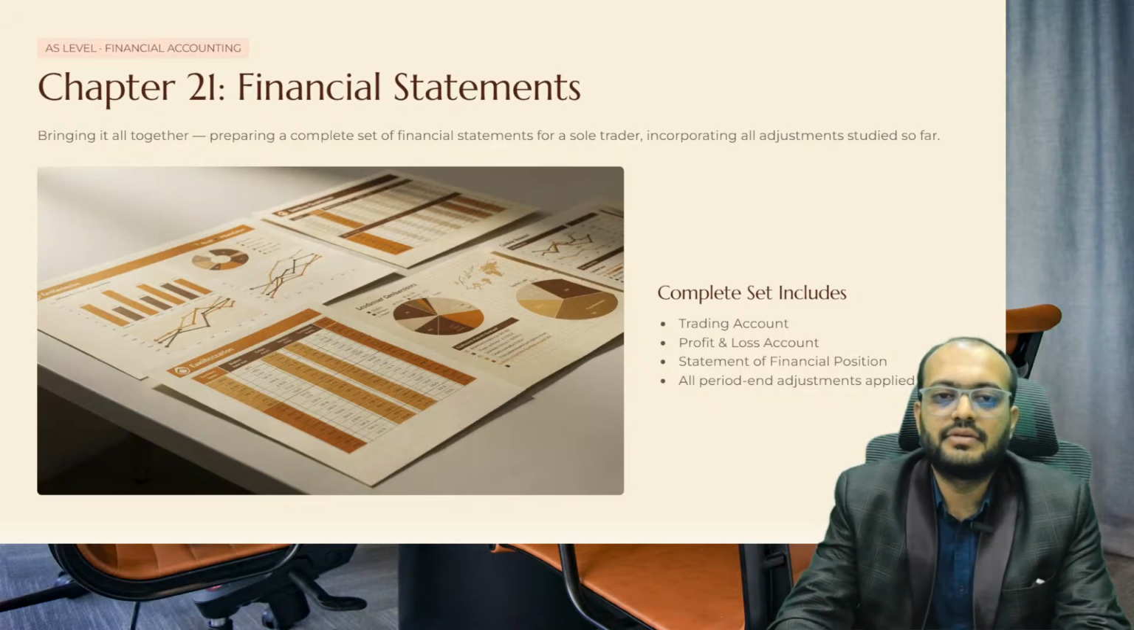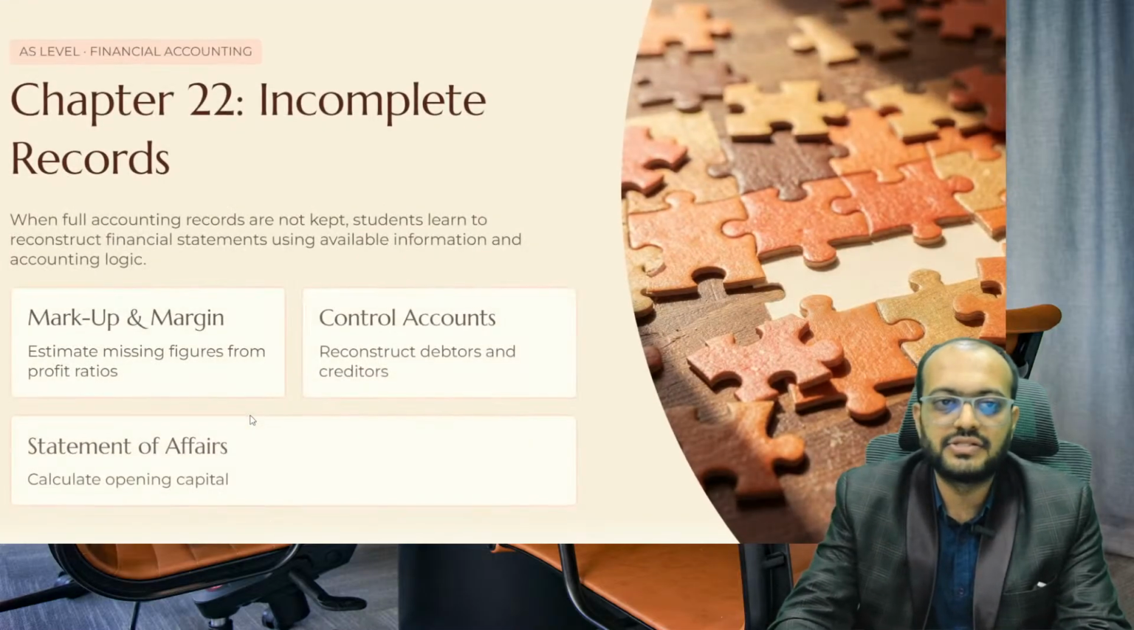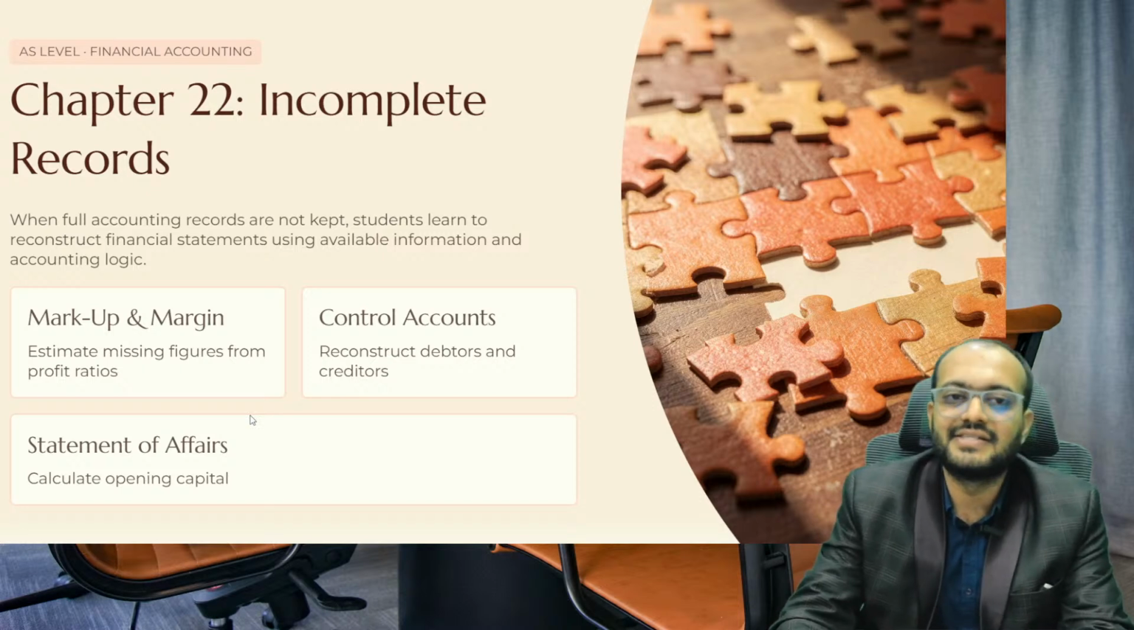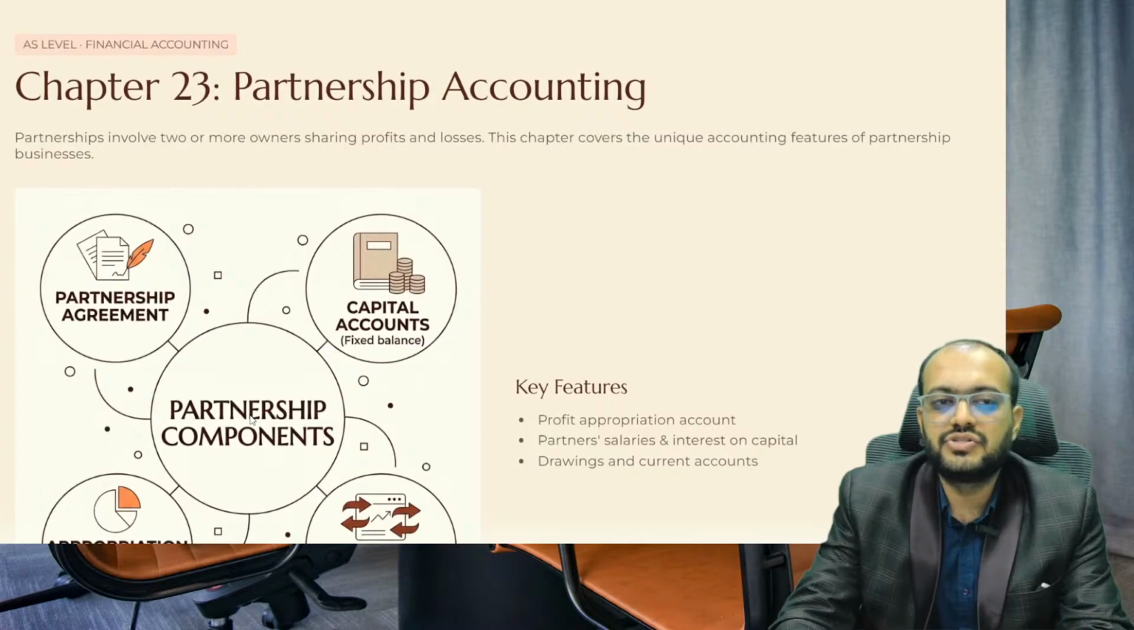Next, chapter number 22 of financial accounting is incomplete records. Suppose a business, usually a small-sized business, is not following the double entry system. If they are using the single entry system, then it is known as incomplete records, where two aspects of the transactions are not recorded systematically. Okay. Then chapter number 23 is related to partnership.